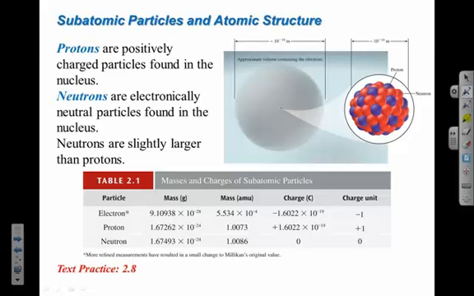So that means that there are some type of attractions between these particles in the nucleus. It's not a charge attraction. It's not a magnetic attraction. It's not a gravitational attraction. It's its own type of attractive force.